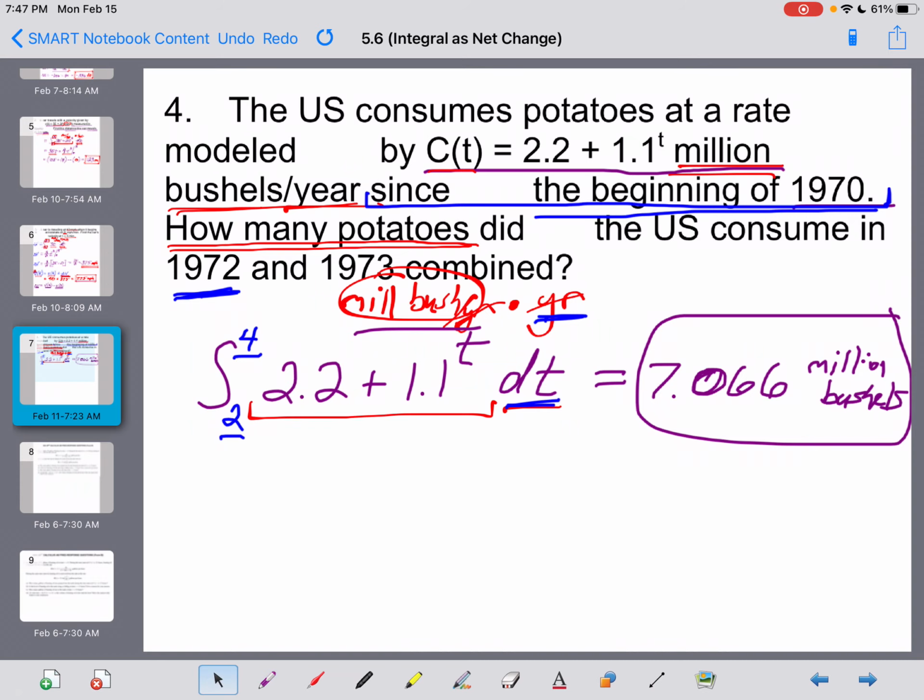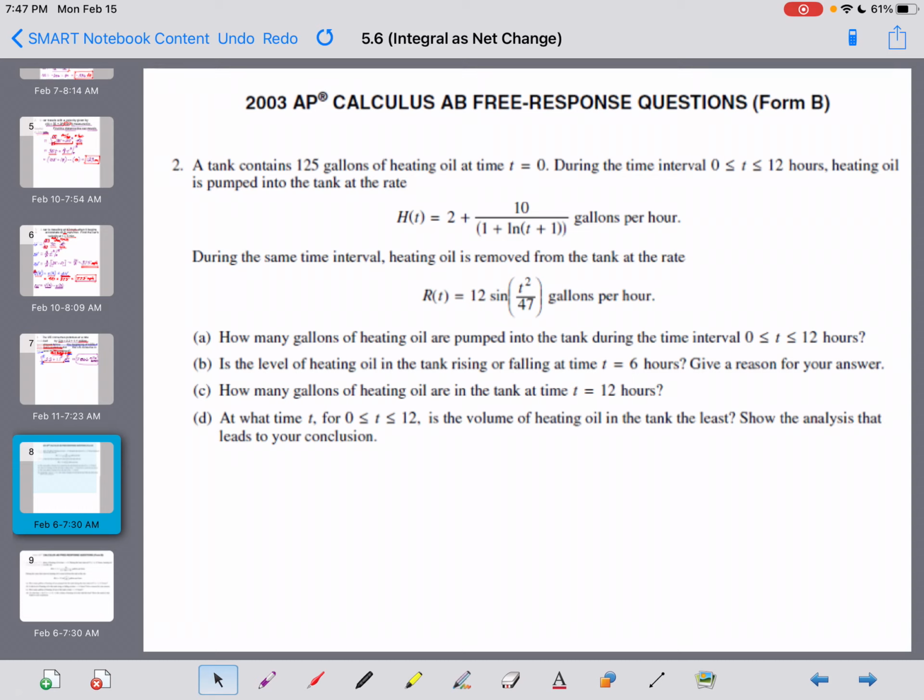But what I do want to do next is move on to, and this is really the first time this year we've been able to do this, an actual honest-to-goodness AP question. It's a very old one. This was from 2003, and back in those days, maybe up until like 2010 or 2011, they used to publish two versions of the AP test every year. They don't really do that anymore.